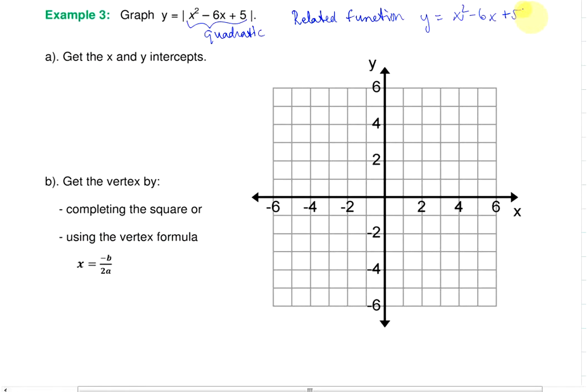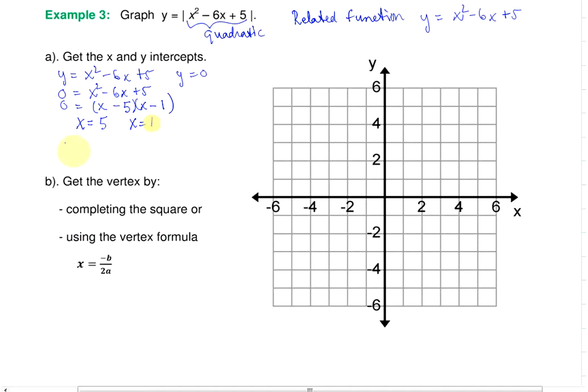Now, to get the x-intercepts, we're going to use y equals x squared minus 6x plus 5. We want to solve that, and remember, x-intercepts happen when y equals 0, so we're going to plug in 0 for y. Now you can see this looks like a quadratic equation that we can solve, so we're going to factor. What factors of 5 give us 6? 5 and 1, as long as they are both negative, and so we can see that x is equal to 5 and x equals 1.